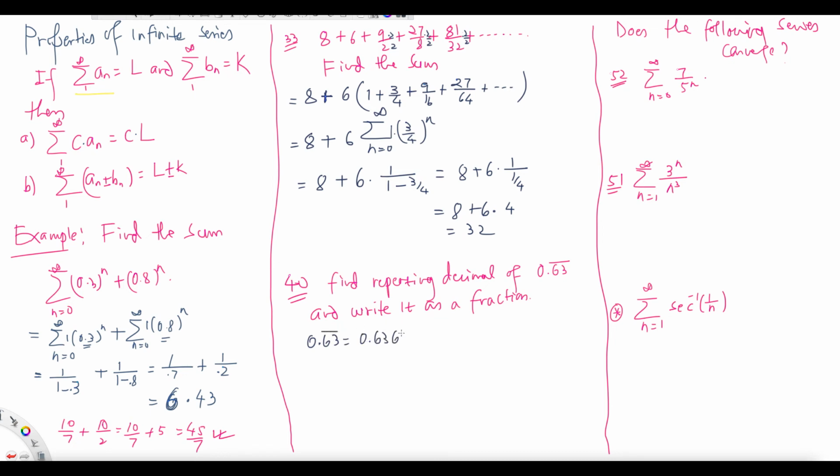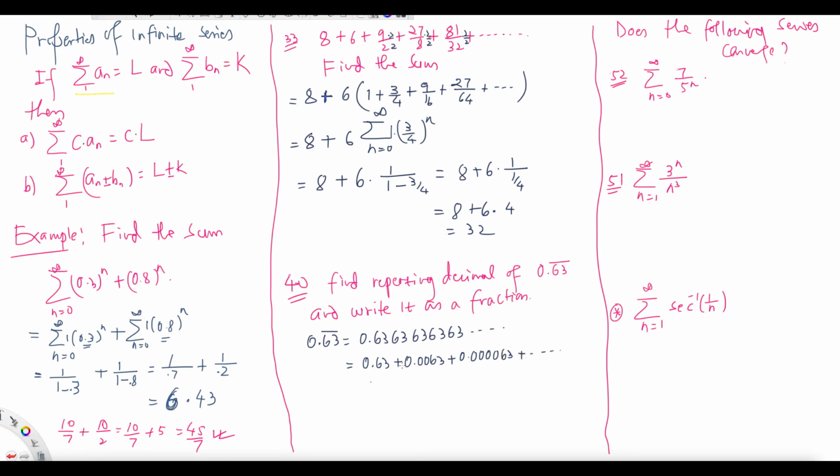0.63 repeating: 63, 63, 63, and so on. That's what the 0.63 bar is, okay? Now this can be written as 0.63 plus 0.0063 plus 0.000063, and so on.